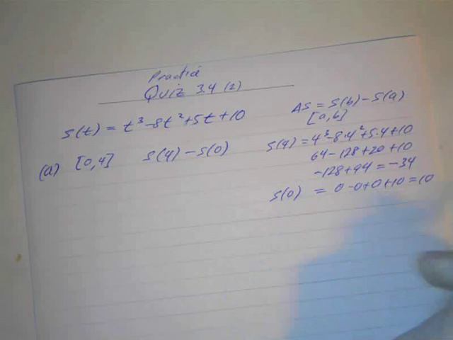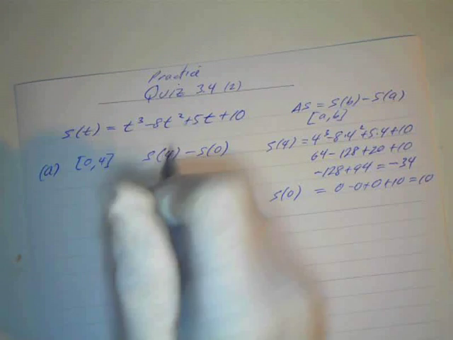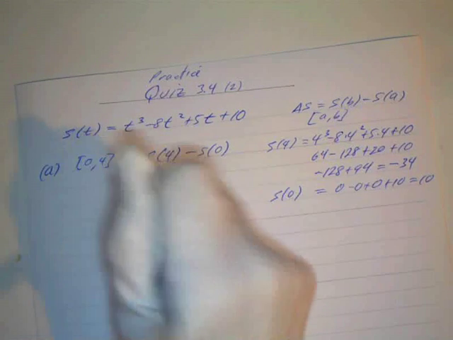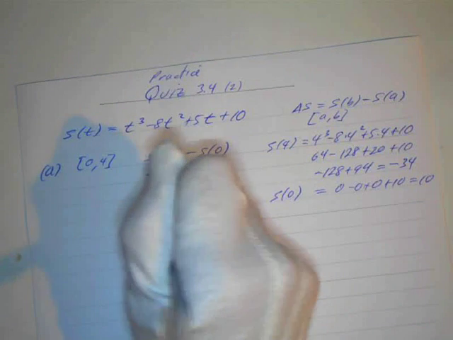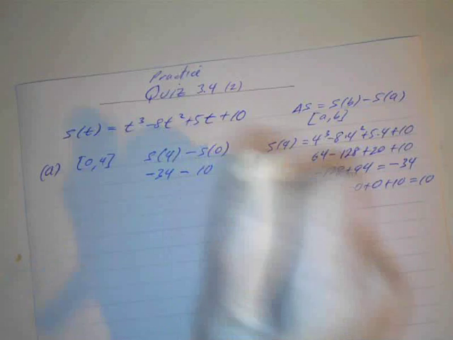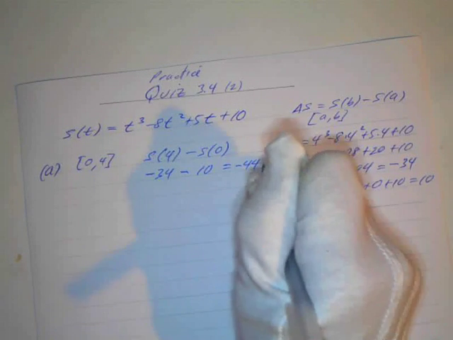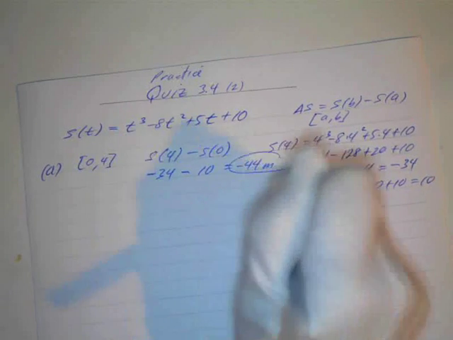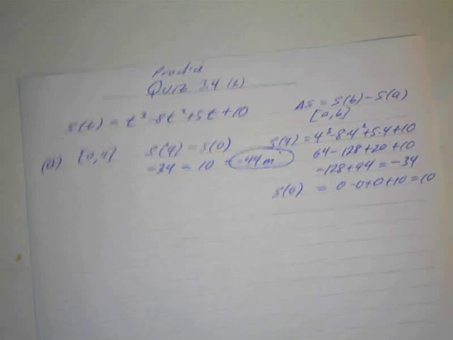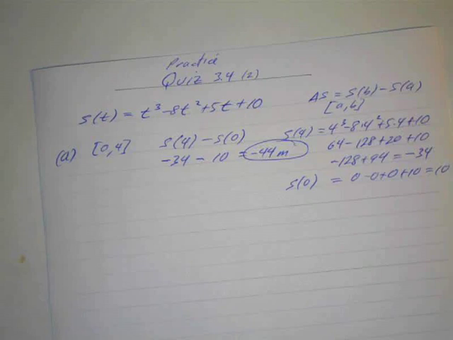So this is going to be S of 4, which is negative 34, minus 10. And that's going to be negative 44, and that's in meters. So there's your displacement.